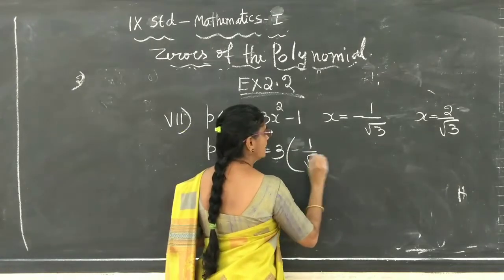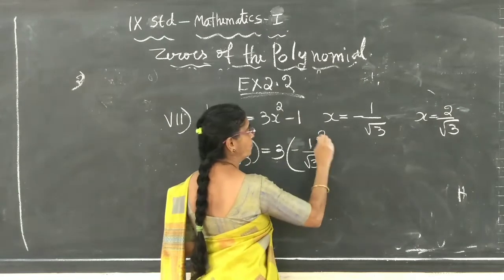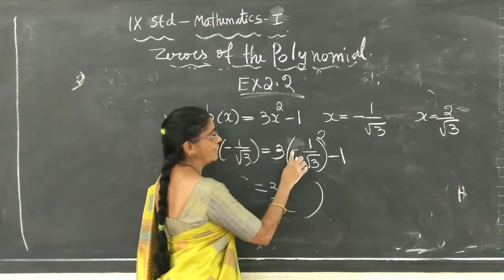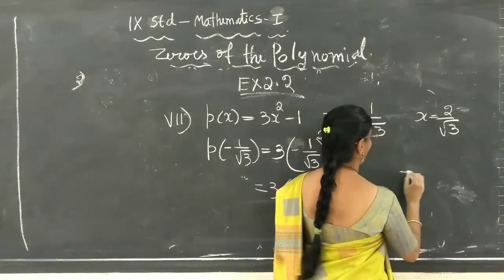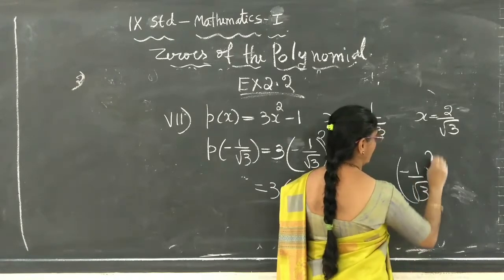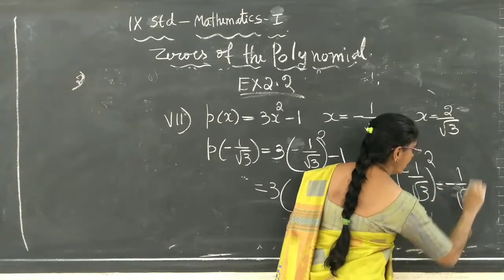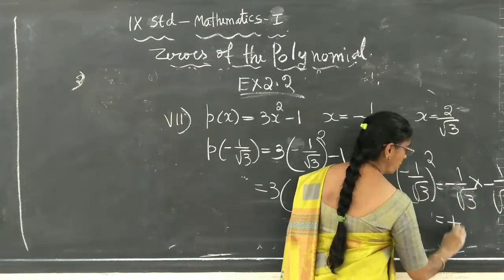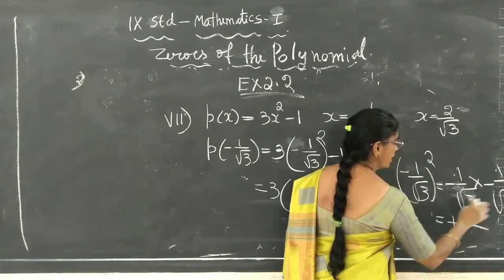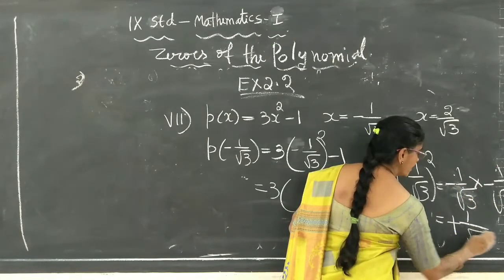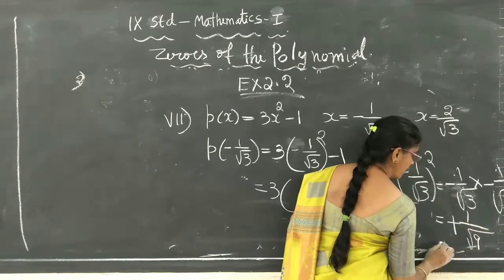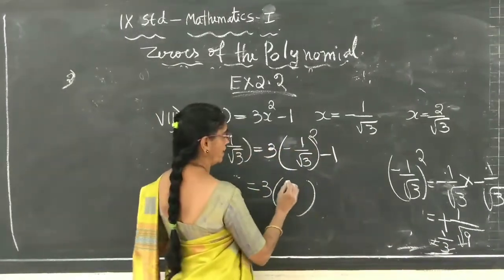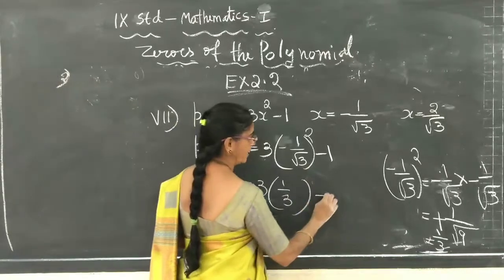Minus 1 by root 3 whole square, minus 1, so it is 3 into... minus what? How much will we get? Minus 1 by root 3 squared is minus 1 by root 3 into minus 1 by root 3. Minus into minus is plus, 1 into 1 is 1. Root 3 into root 3 becomes 3. So it is 1 by 3, and you will get minus 1.